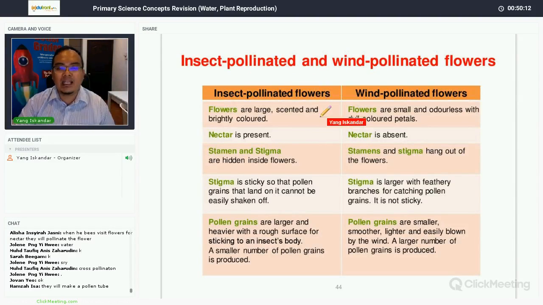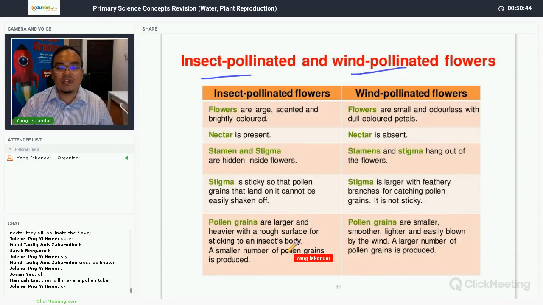And this is the table that tells you the difference in the type of flower between insect pollinated and wind pollinated flowers. So in insect pollinated flowers, the flowers are usually large, scented, that means nice smelling, and brightly colored, and nectar is present to attract the insect. The stamen and the stigma are hidden inside the flowers, and the stigma is sticky so that the pollen grains that land on it cannot be easily shaken off. And the pollen grains are larger and heavier with a rough surface for sticking onto the insect's body, and a smaller number of pollen grains is produced.